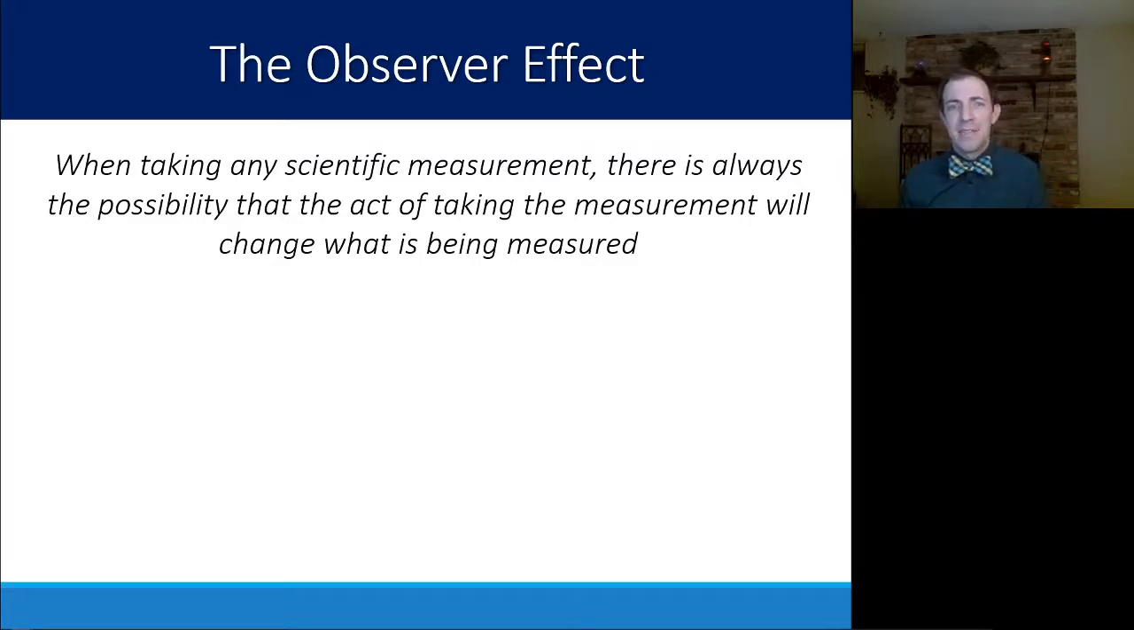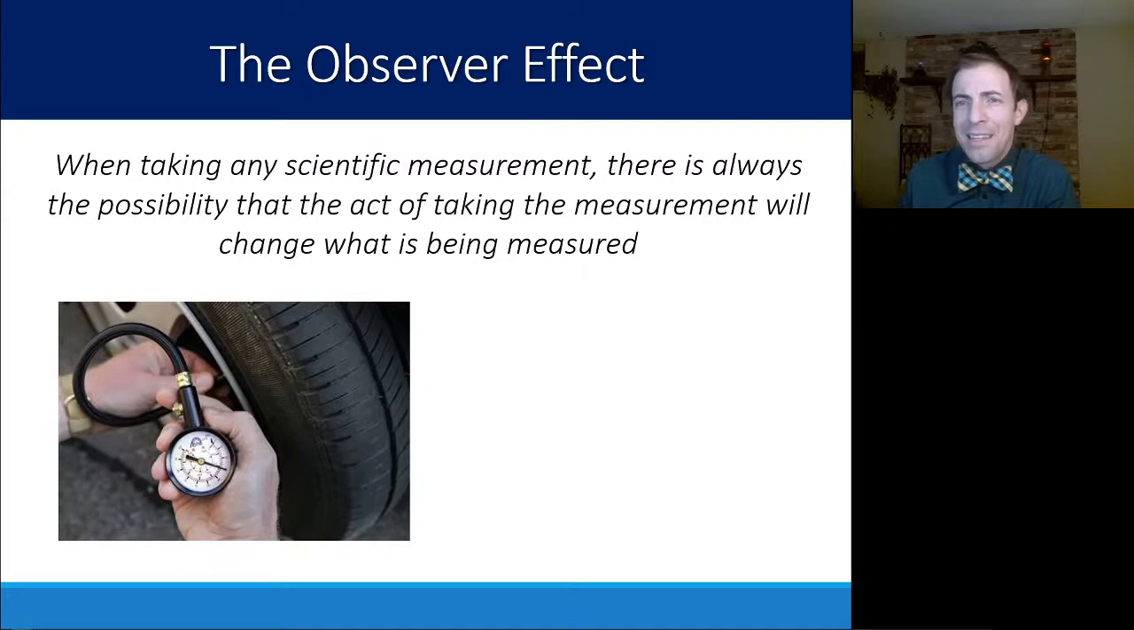Whenever you take a scientific measurement, there's always a possibility that the act of taking that measurement is changing what you are trying to measure. To give a couple examples, if you're trying to take a pressure measurement of a tire, the act of hooking this up changes the volume a little bit of the tire that you're trying to measure. The tool that you're using has a certain volume for that air to expand into, which then reduces the pressure just by taking the pressure.